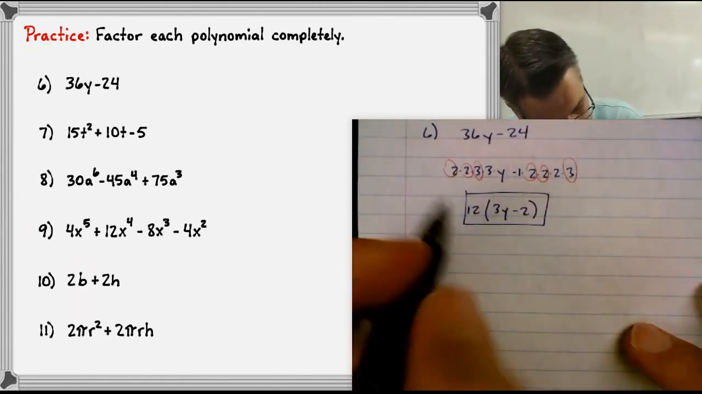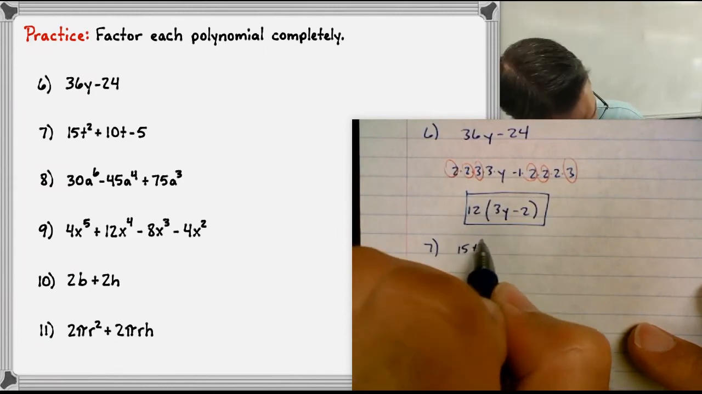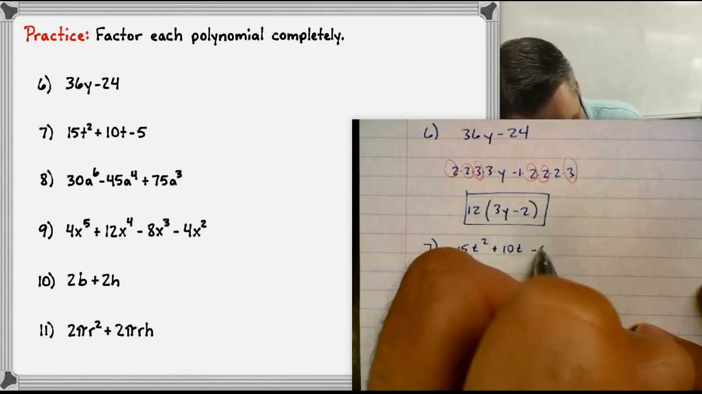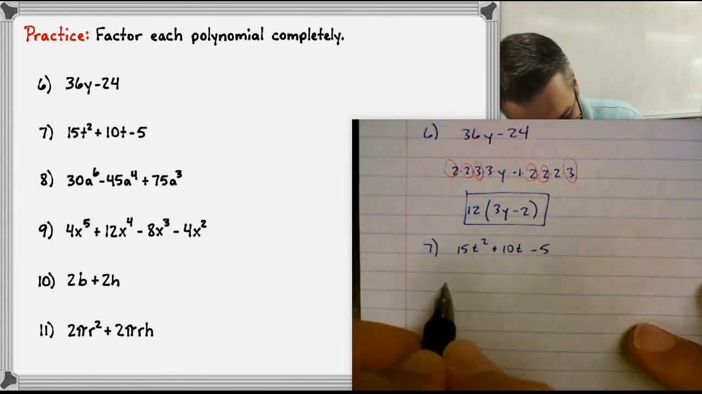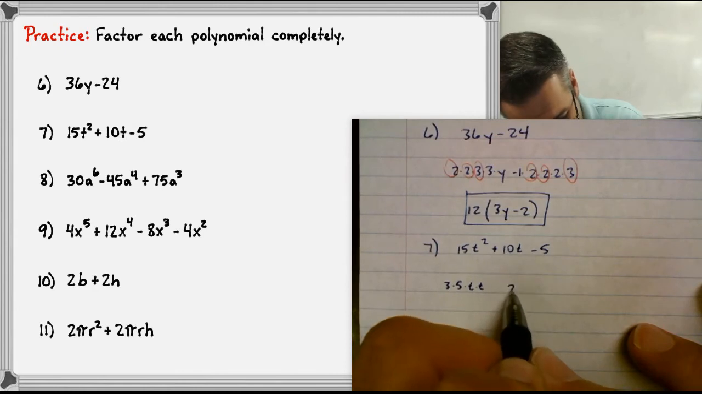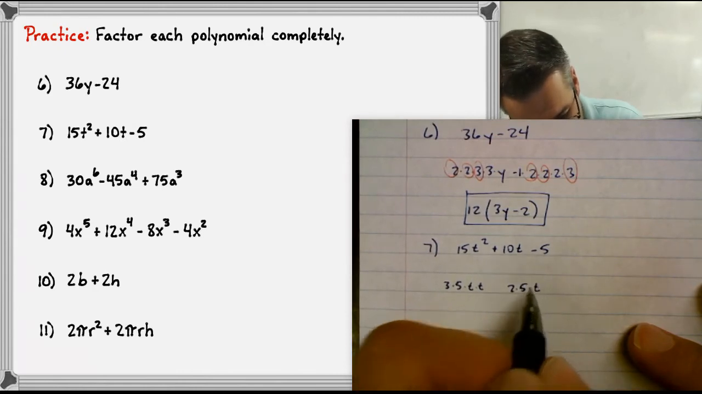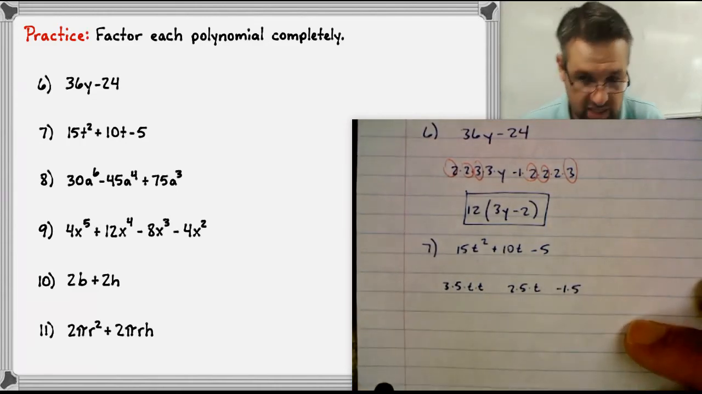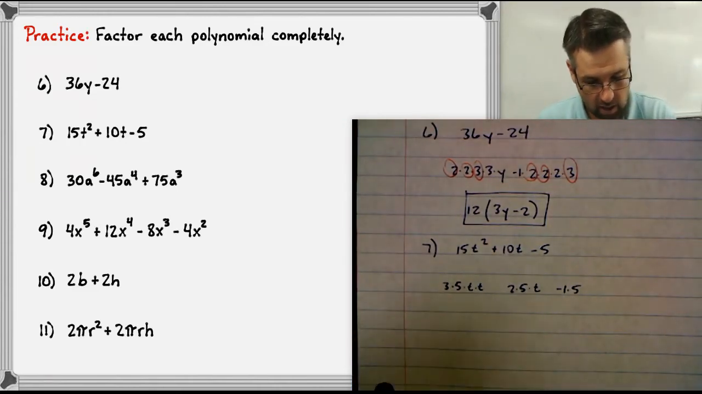For number 7, we have 15t squared plus 10t minus 5. Well, factoring out the 15, that's 3 times 5, and then times t times t. And then 10 is 2 times 5 times t. And then the 5 can factor to negative 1 times 5 because it's a negative. That's a good idea to deal with.